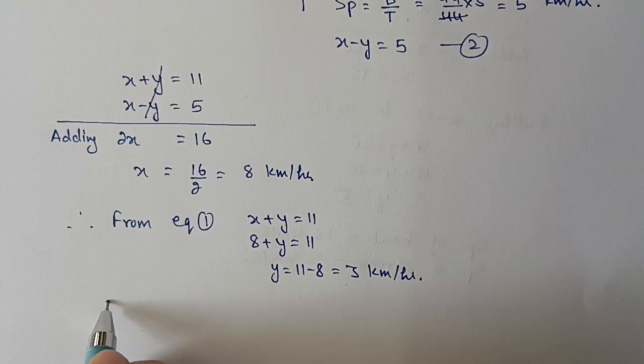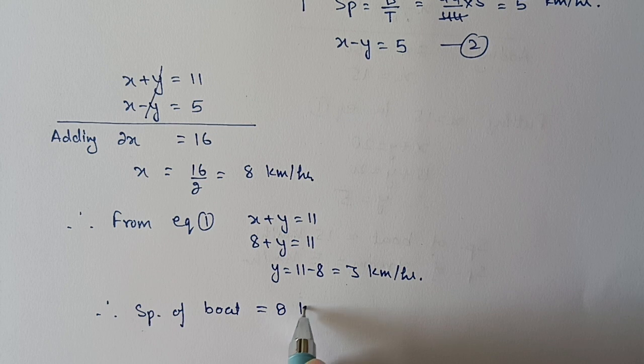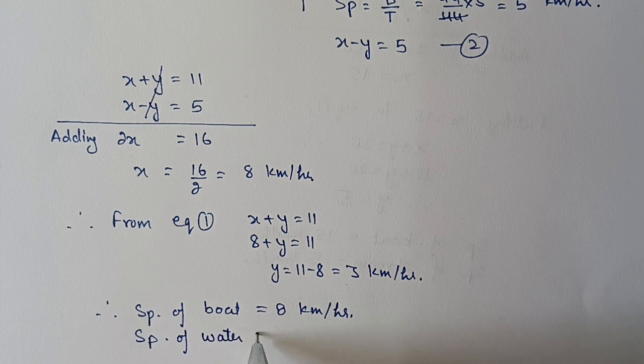So therefore the speed of the boat is 8 kilometer per hour and the speed of water is 3 kilometer per hour.